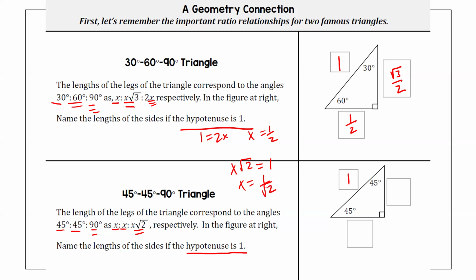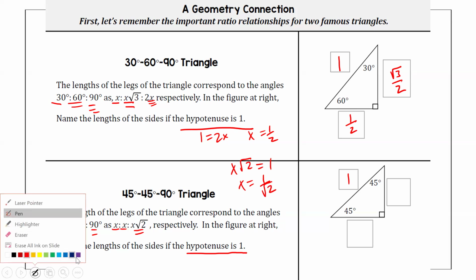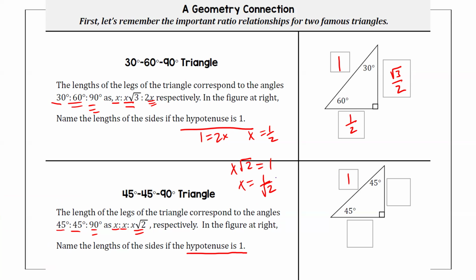Okay, this is not proper math for there to be a square root in the denominator. So we do what's called rationalizing. So we would rationalize our denominator, and we get square root of 2 over 2. So now we know the value of our x. So across from each 45, its value is square root of 2 over 2, square root of 2 over 2.